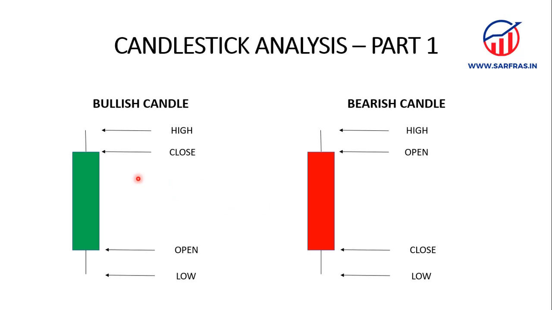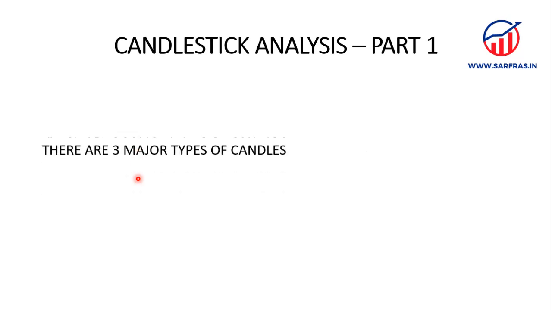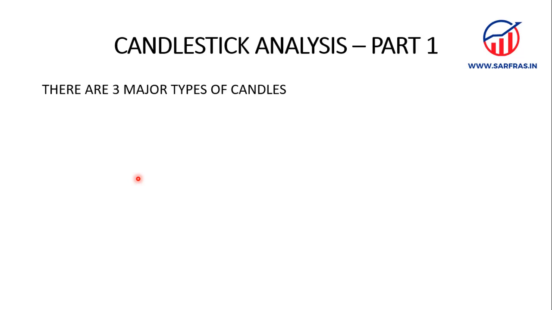For those who may have never heard of bullish and bearish, it simply means bullish is the price increasing, bearish is the price decreasing. So this is how a basic, very ordinary candle would look. Now there are various versions of these candles. The major three types of candles, as mentioned earlier, are bullish, bearish, and neutral candles. Now let's see some examples of each.